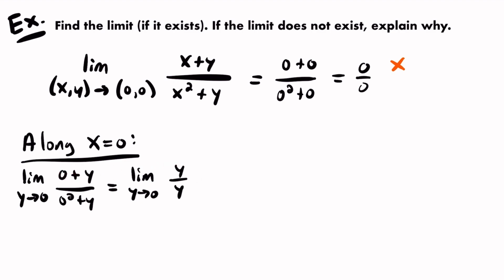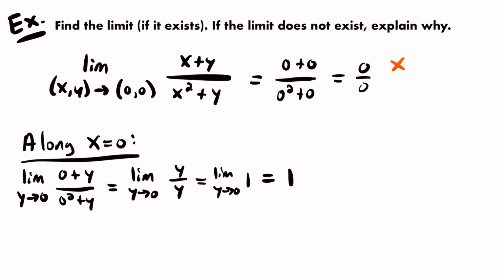Right? 0 plus y is y, 0 squared plus y is also y. So we have y divided by y in the limit. Well, that's just equal to 1. So we get the limit as y approaches 0 of 1, and the limit of a constant is just equal to that constant. So this limit is equal to 1. What that tells us is along the path x equals 0 on the surface represented by this function, as you approach the point 0, 0, that leads to a z value of 1.